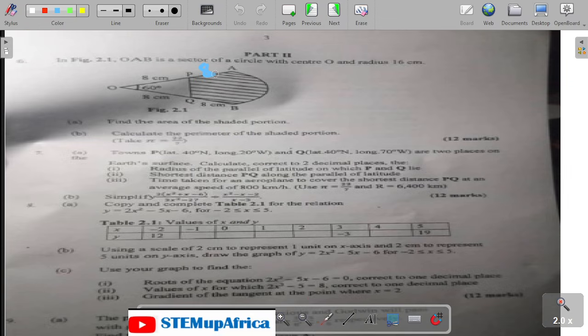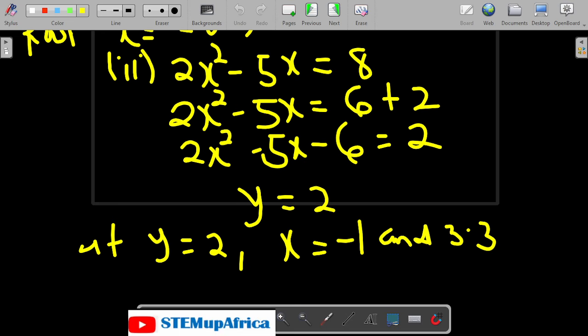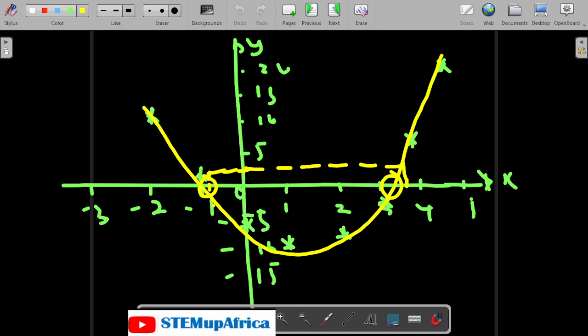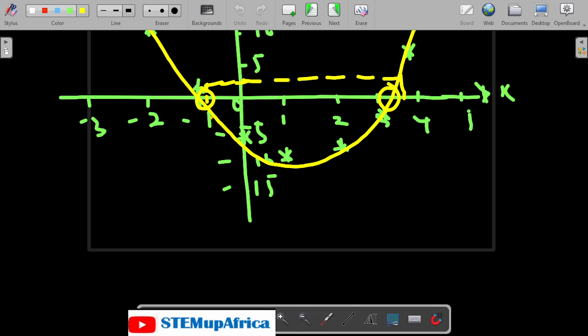Then Roman figure 3 says calculate the gradient of the tangent at x equals to 2. So come to the graph again. At x equals to 2, you are going to draw a tangent. So draw a tangent along this path at x equals to 2.